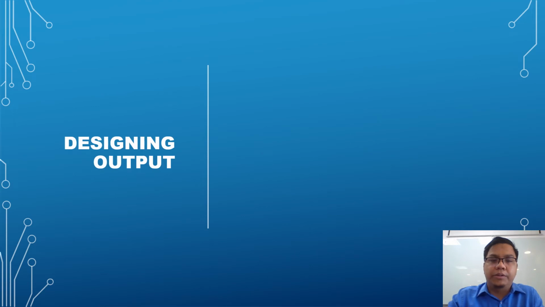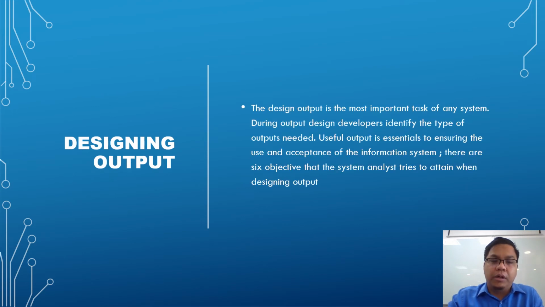The essentials of designing output. The design of output is the most important task of any system. During output design, developers identify the type of outputs needed. Useful output is essential to ensuring the use and acceptance of the information system. There are six objectives that the system analysts try to attain when designing output.